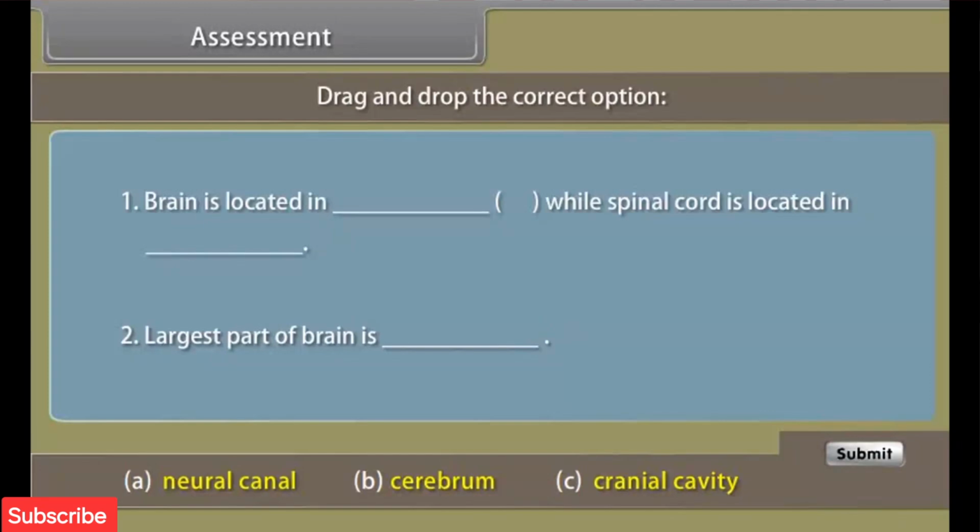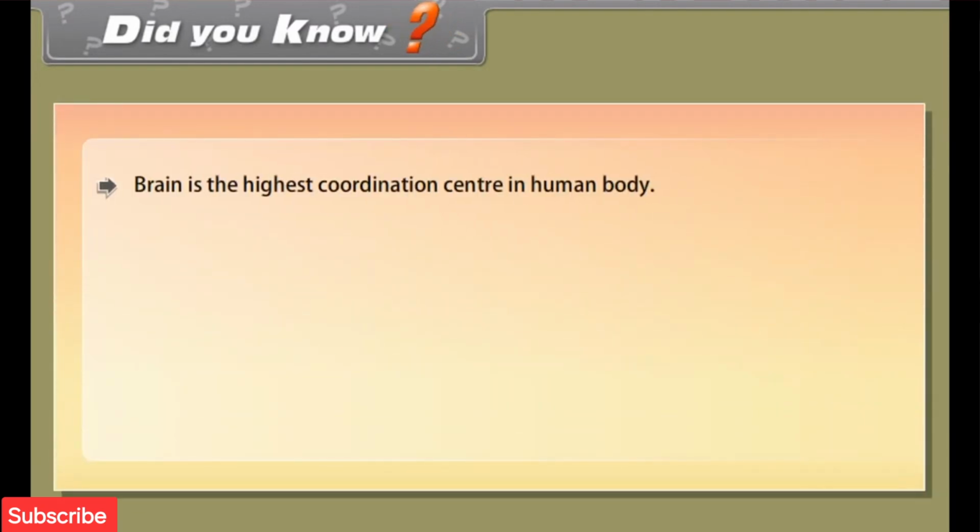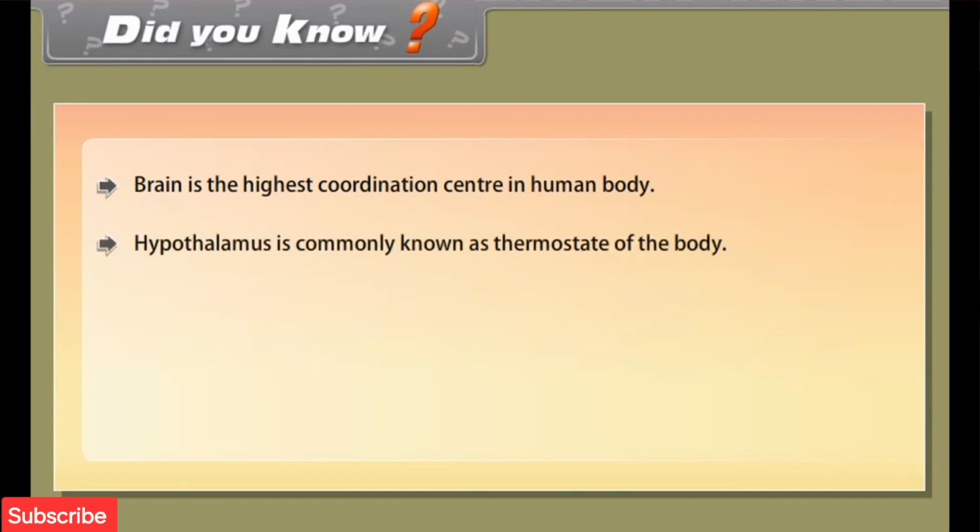Did you know? Brain is the highest coordination center in the human body. Hypothalamus is commonly known as the thermostat of the body. Meningitis is the inflammation of the meningeal membranes. Cerebellum is also known as the little brain.